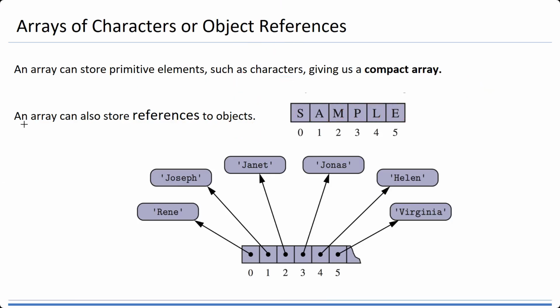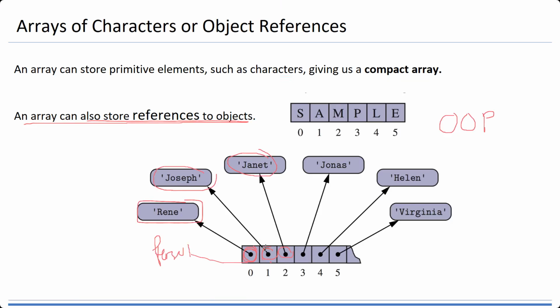But an array can also be a reference to an object. An array can store references to objects. For example, at index 0, I put a name, Green. At index 1, I have a person named Joseph. At index 2, I have a name, Janet, and so on. You already learned this in OOP, object-oriented programming. We can save at index 0 the person 1.